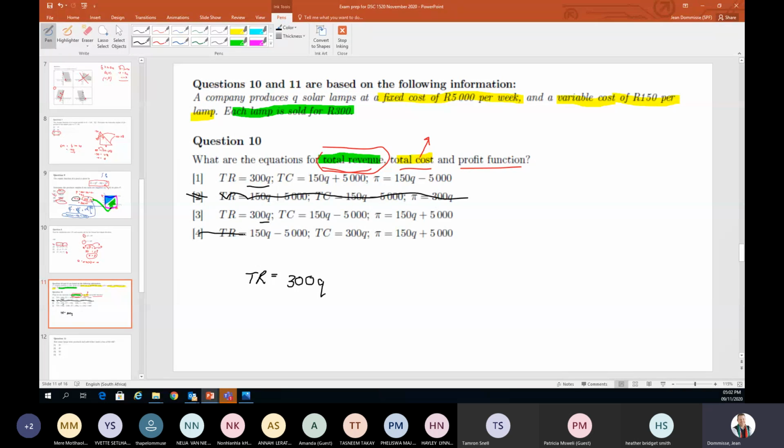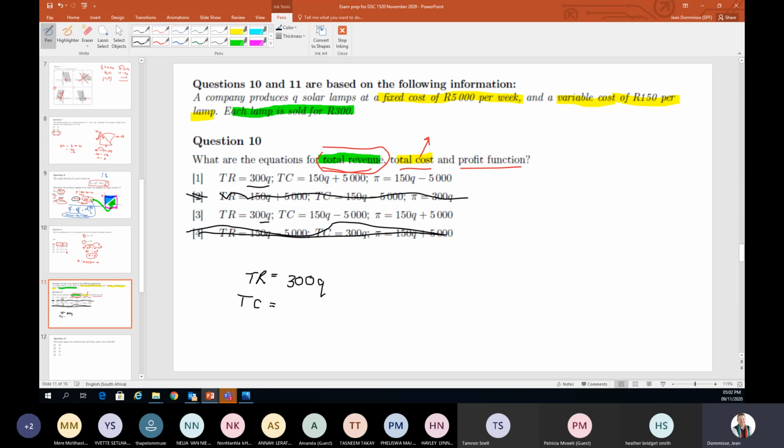So in the exam, before I even go to the next one, I would have said, okay, option 2 and option 4 can't be because total revenue needs to be 300 times Q. Okay, so then my next one is total cost.